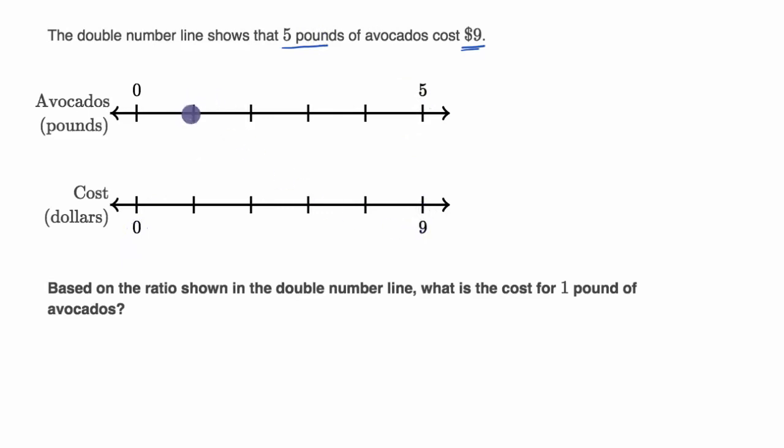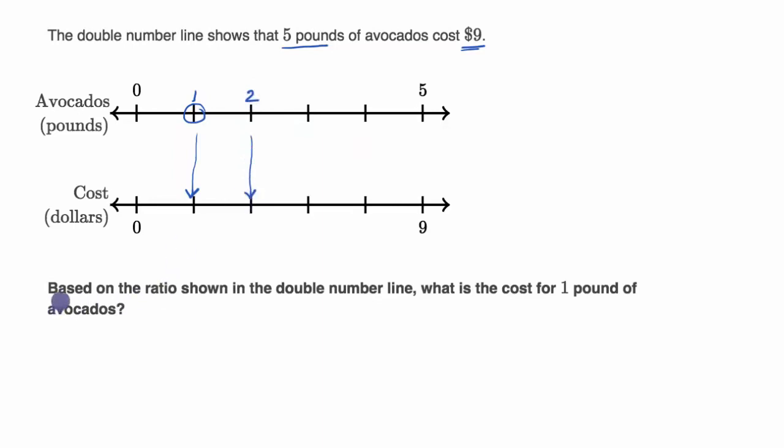And so if you look at any point over here, let's say you look right over here, let's see, this is 1, right? This is 1, 2, 3, 4, 5. If you look at 1, this point on the cost number line would tell you how much 1 pound of avocado would cost. 2 pounds of avocados, how much would that cost? You would look at this second number line right over there.